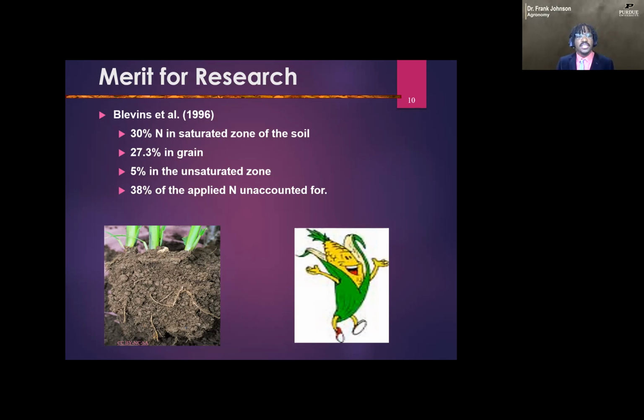At the end of the 2 growing seasons, they observed that 30% of the nitrogen was in the saturated zone of the soil, 27.3% was in the grain, and 5% was in the unsaturated zone. That left roughly 38% of the applied nitrogen unaccounted for. Now, they did not take gas measurements or measure nitrous oxide. And so they believed that a majority, if not all of it, was lost through denitrification.